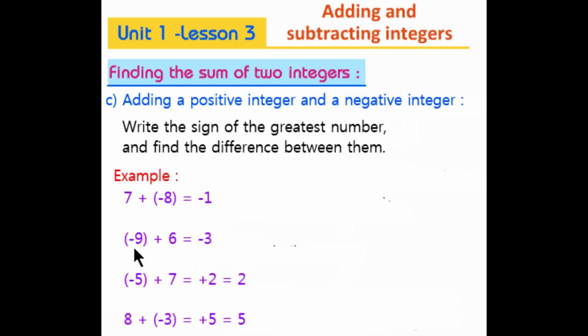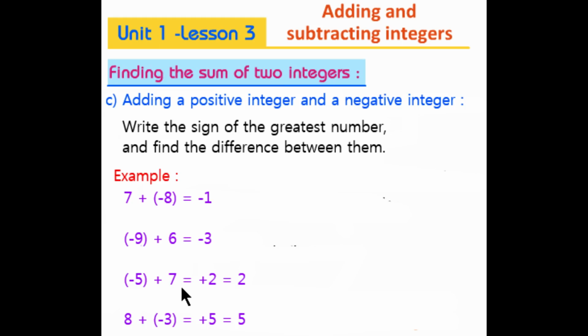Another example, negative 9 plus 6. 6 means positive 6. At first write the sign of the greatest number. The greatest number is 9. Write minus. And find the difference between two numbers. 9 minus 6 equals 3.